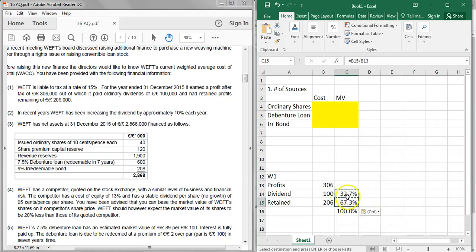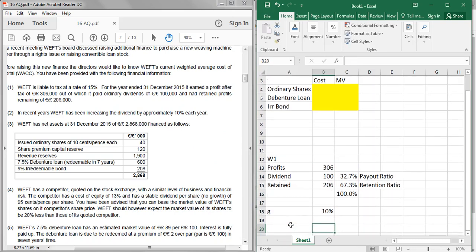Here they've given it directly. They might call that the payout ratio. They could call that the retention ratio. So regardless of which one you're given, you should be able to work back to what the dividend is. So we now know the dividends. We know the growth rate, g, is 10%. We're given that in the question. It has net assets of 2.8 million.